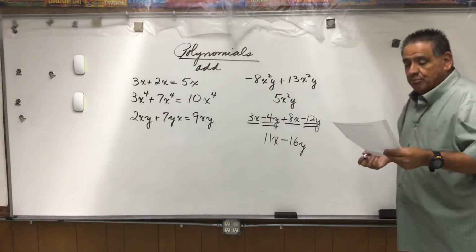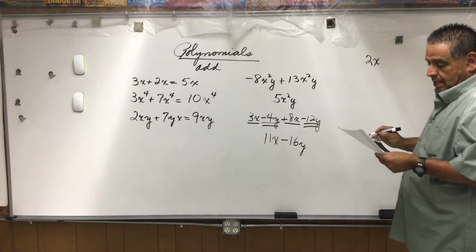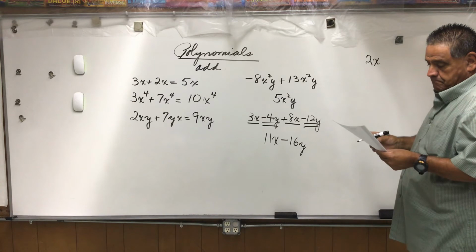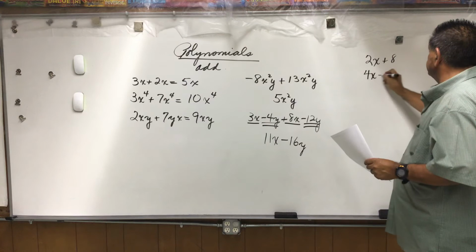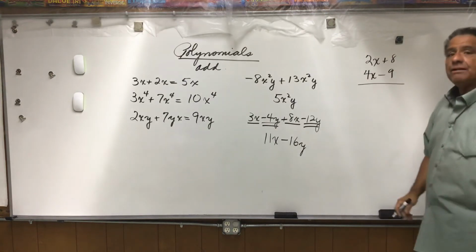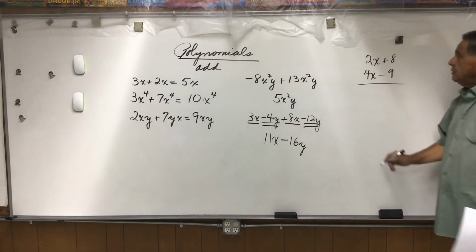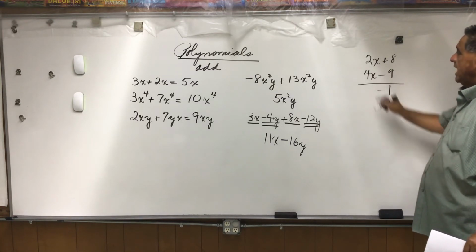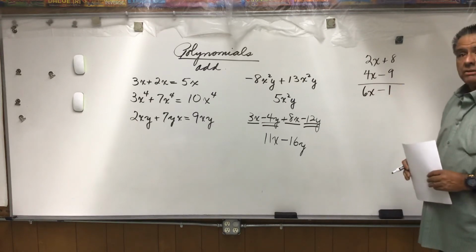On your homework, you're going to have some problems that look like this, for example. Let's see. 2x... they're going to say add them together. No problem. Now it's a little different than what we had over there. All right? So now we just add. Positive 8, negative 9 is going to give me a negative 1. And 2x plus 4x is going to give me 6x. So my answer is 6x minus 1.